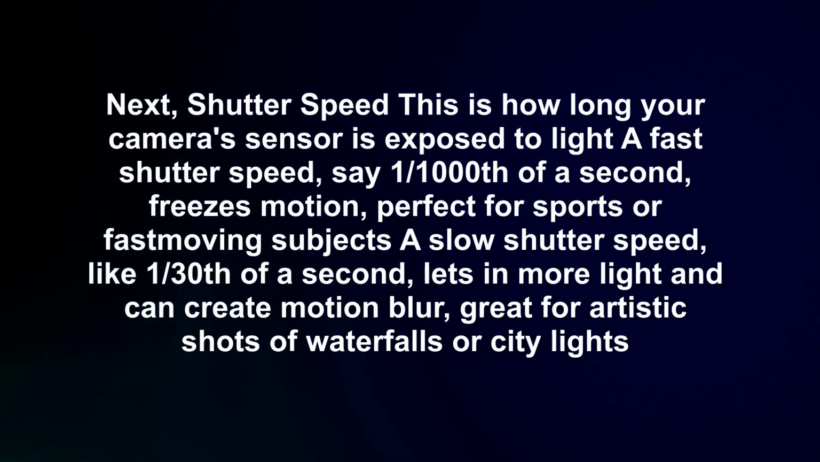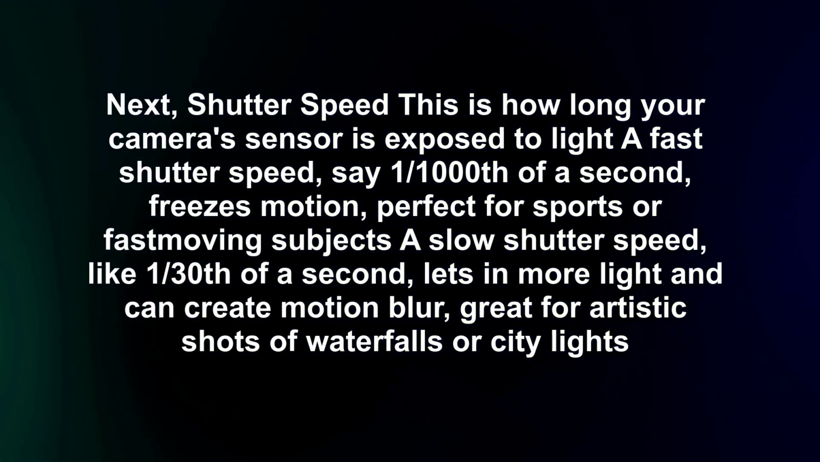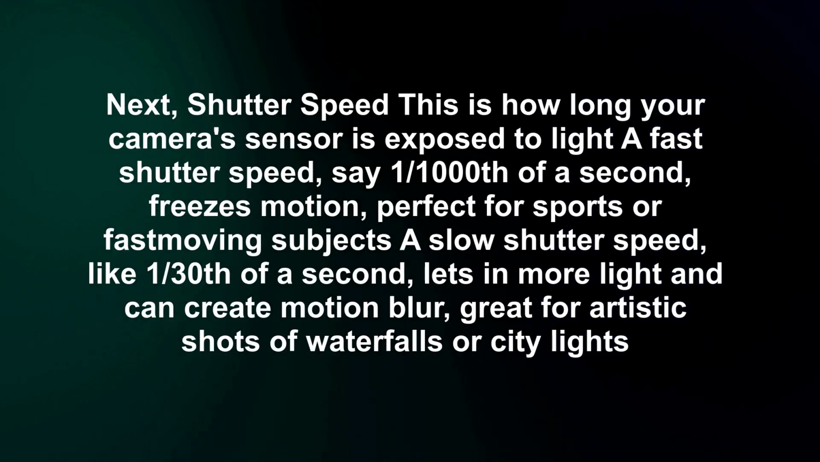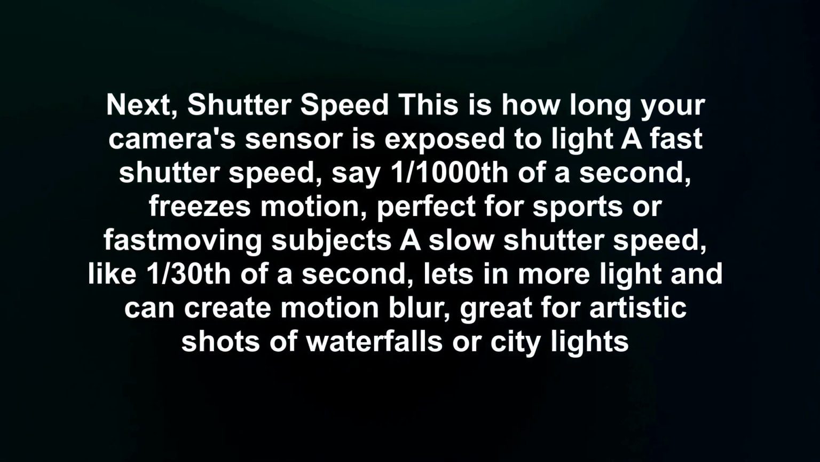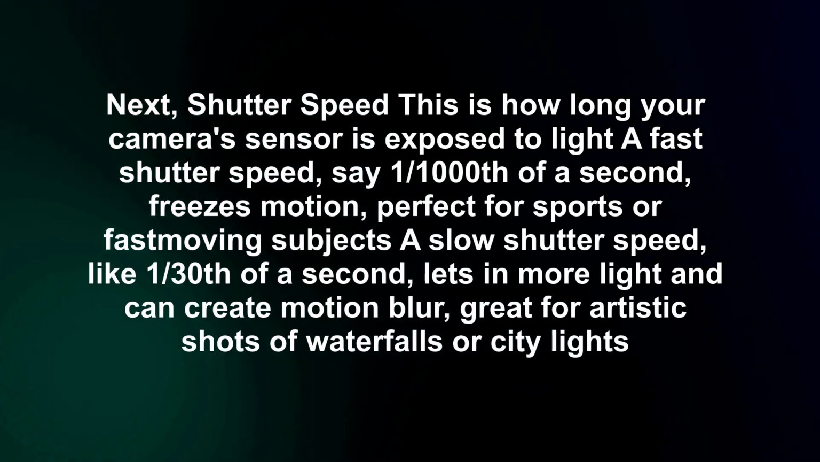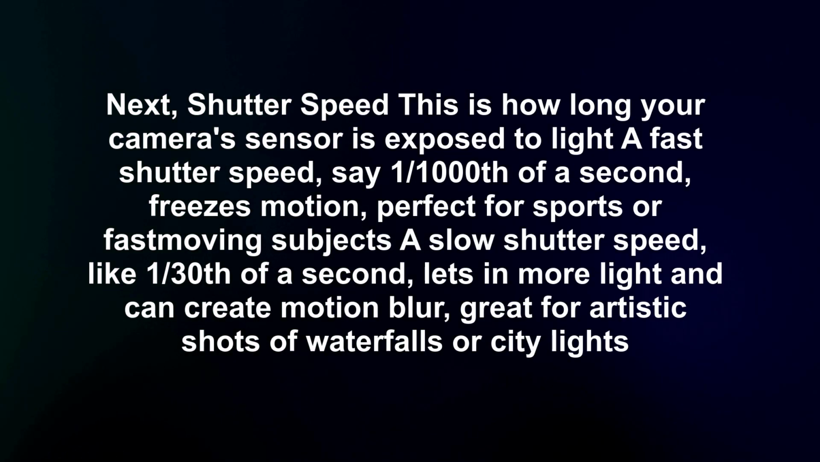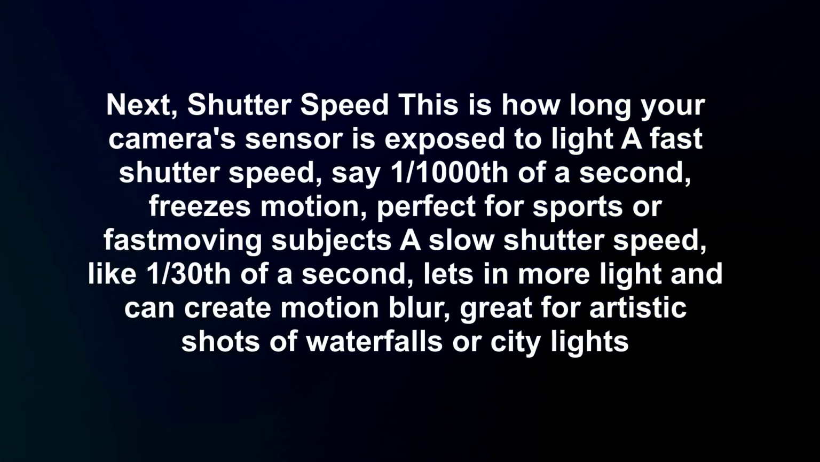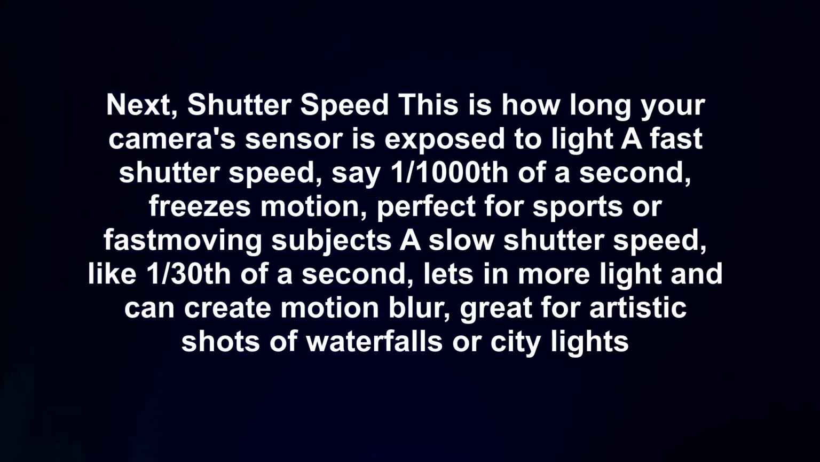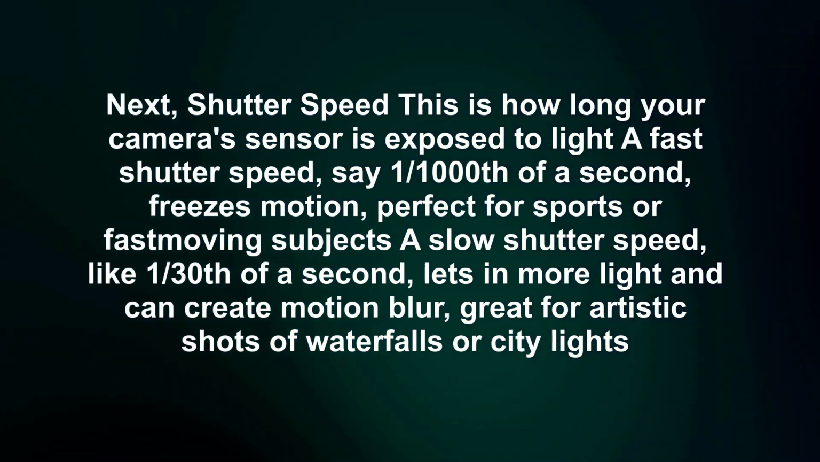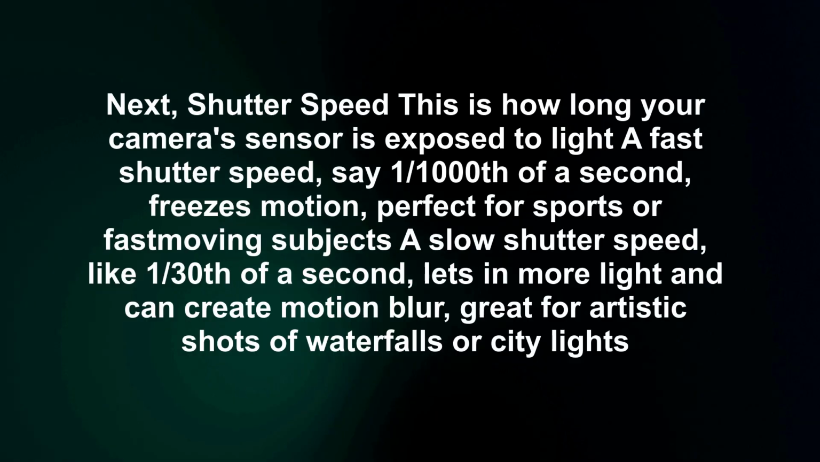Next, shutter speed. This is how long your camera's sensor is exposed to light. A fast shutter speed, say 1/1000th of a second, freezes motion, perfect for sports or fast-moving subjects. A slow shutter speed, like 1/30th of a second, lets in more light and can create motion blur. Great for artistic shots of waterfalls or city lights.